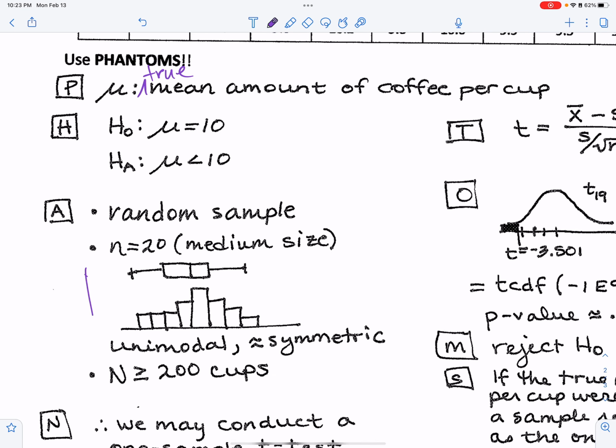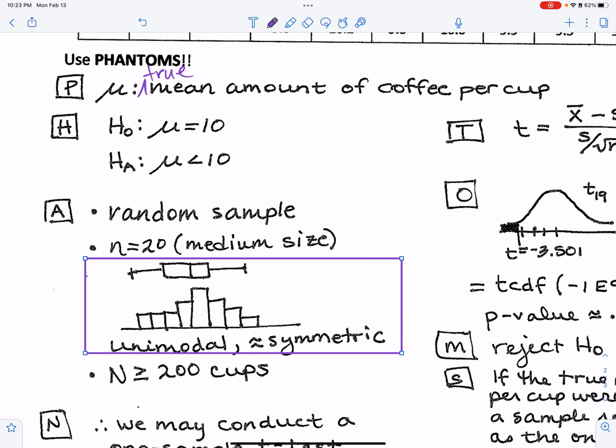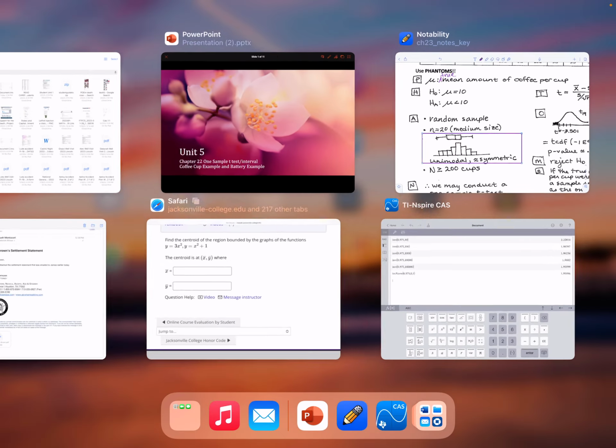And what they did is they went ahead and graphed this. And so I'm going to graph it for you. All right, and they found it's unimodal symmetric. So they showed in a box plot and a histogram, because a histogram is sufficient because that shows unimodal and symmetric. Okay, so let's go ahead and graph it.